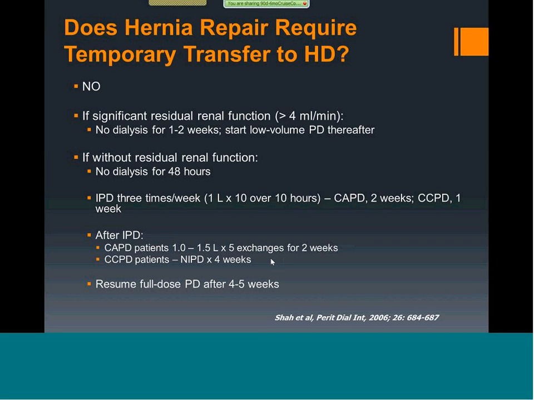Now, if you have extensive abdominal surgery, if it is not a laparoscopic surgery and the patient comes back with a 2-inch or a 4-inch scar, then this is not appropriate. Then the patient should be on hemodialysis. But for most surgeries, this is okay. Okay.